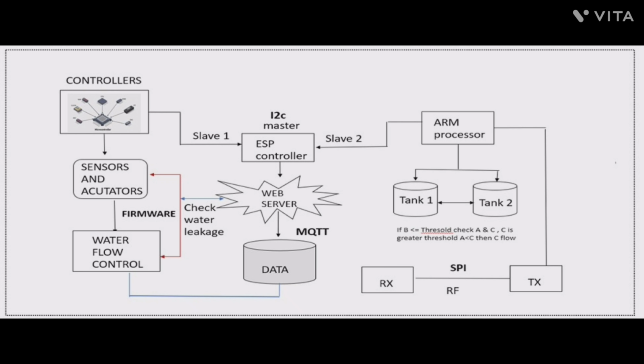And this is the process flow architecture of my project. Here I used three types of controller. First of all, I use an ESP32 controller as the firmware and master, and then I have used two slaves, slave 1 and slave 2.